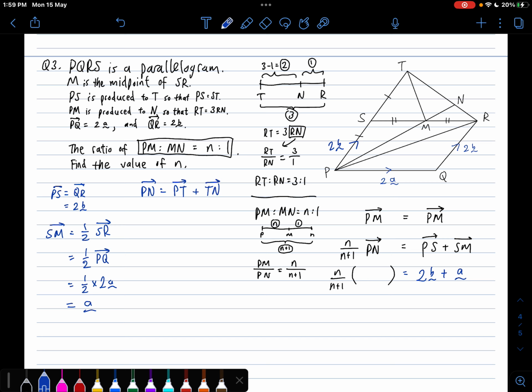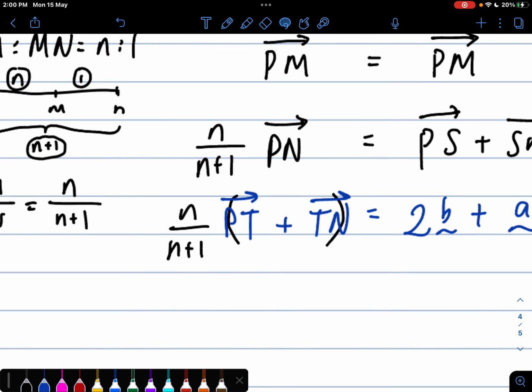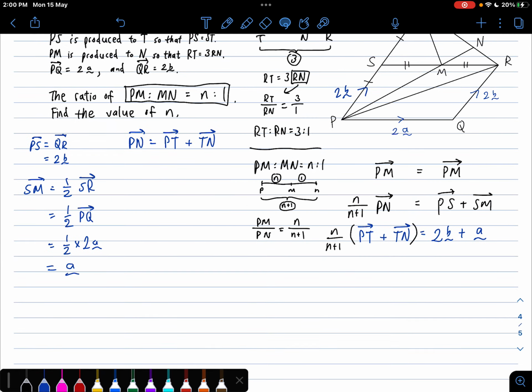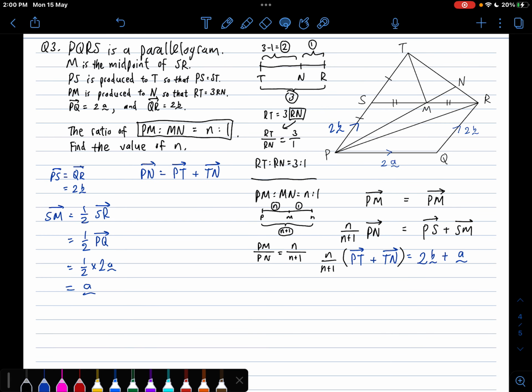Maybe I shouldn't have written it down. I should write the working down over there. Not enough space, let me just adjust my brackets. Like this, PT plus TN. So now the problem simplifies down into finding out what's vector PT, finding out what's vector TN, and adding them together. So let's do that.